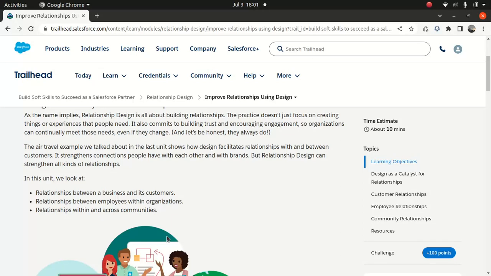Because we want to ensure that people trust each other at work. We want to ensure that there is a good working relationship between the people who are involved in building a project for a customer. We also want to make sure that the software you build has a positive impact on the community, right?